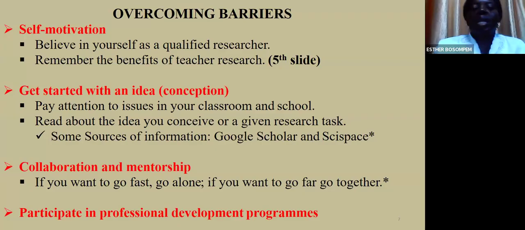And where can we get some of the information or some of the sources of information? There are so many of them that I just want to mention two. Google Scholar, which we know very well, and then SciSpace. With SciSpace, you only have to type in the idea you have, a tentative topic, and it will give you suggestions on articles that have dealt with such topics. And when you read, you will be overwhelmed. So many things will come up.